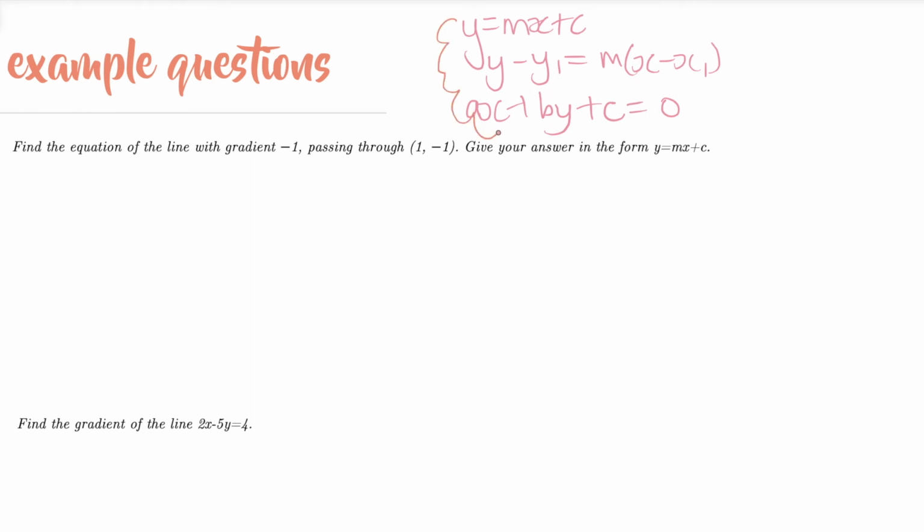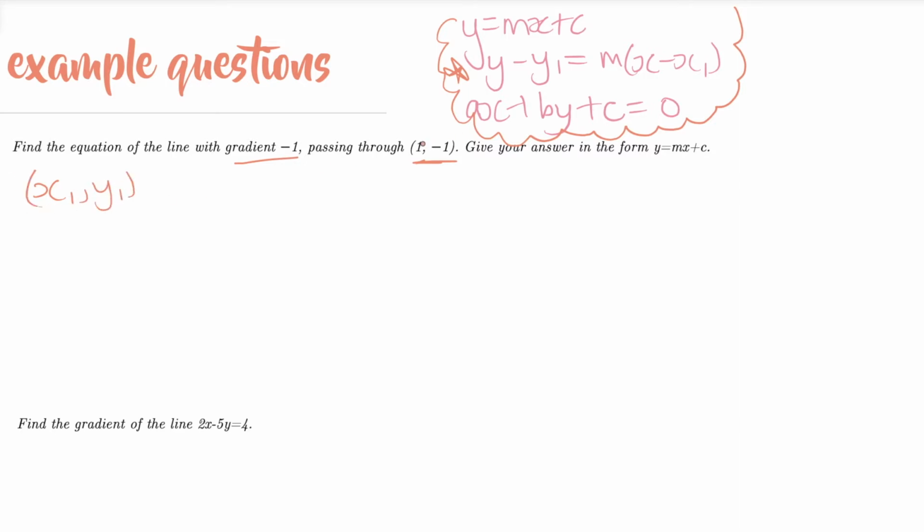I've just written the three forms of equations up here, so we've got them easy to access if we need them. So the first question: find the equation of the line with the gradient minus 1 passing through 1, minus 1. Give your answer in the form y equals mx plus c. We've been given the gradient, that's very useful to us. We've also been given a point on the line. If you remember, this second form of equation, this one here, is very useful if we've been given a point on the line, because that x1, y1 is a coordinate value of any point on the line.